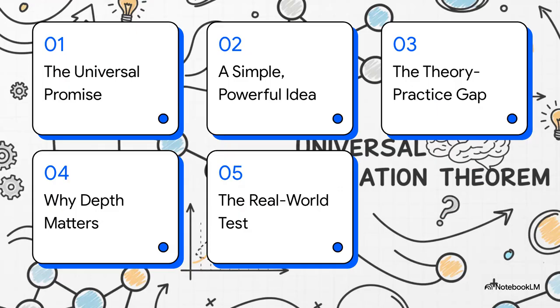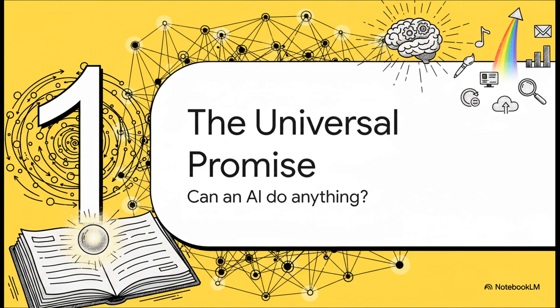So here's our game plan. We're going to start with that big universal promise. Then we'll break down the simple but super powerful idea at its heart. After that, though, comes the reality check, the massive gap between the theory and how things actually work in practice. We'll get into why going deep often matters more than going wide, and finally, we'll put this whole idea to the ultimate real-world test.